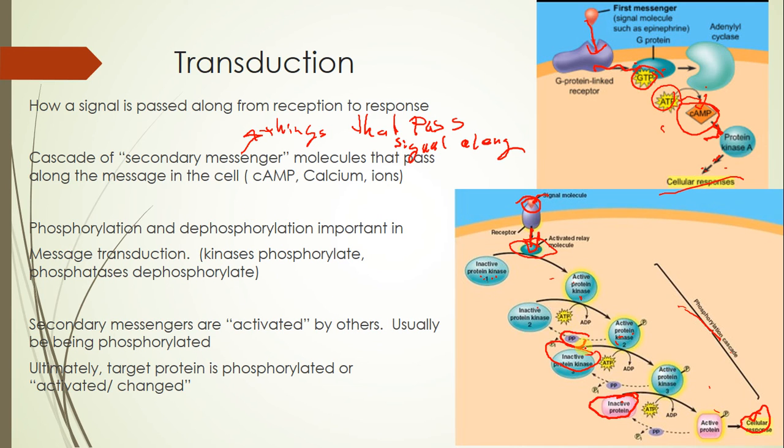You have these little purple things called protein phosphatases, and what they do is dephosphorylate molecules. So after the signal has been passed along, these protein phosphatases come in and inactivate protein kinase 3, 2, and 1, so they kind of reset the system so it can receive another signal. So these secondary messengers, like in the phosphorylation cascade and the G protein linked reception, become activated by others. Usually that activation is through being phosphorylated or through ATP or GTP energizing the molecule.